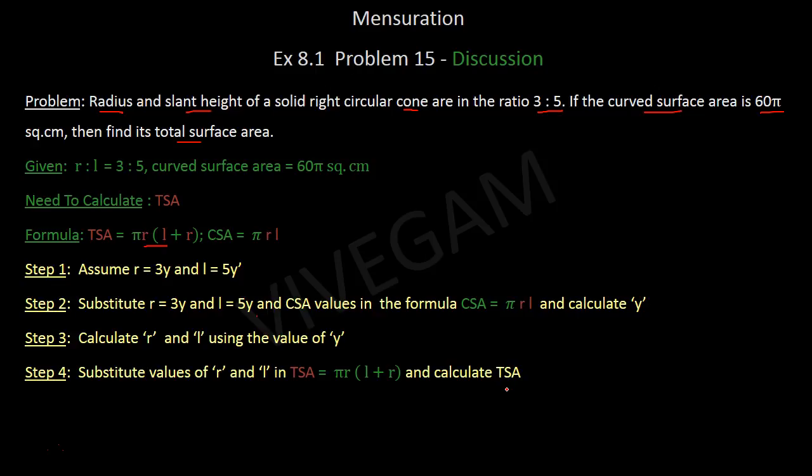Okay, so it's a little difficult, but it's manageable. The key is we have to assume the radius and the length as 3y and 5y, and calculate the value of y using this CSA equal to pi r L. Once we know y, we calculate the radius and length using the formula r equal to 3y and L equal to 5y. Once the radius and length are known, then it is a normal problem. Substitute those values in this formula and get the value of TSA.